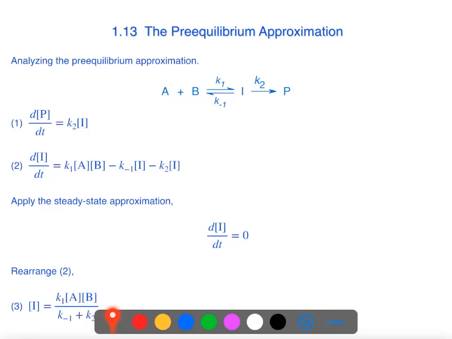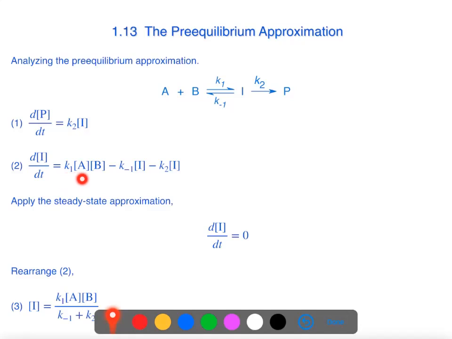This species is involved in all three steps. It's involved in the forward reaction, it's involved in the reverse reaction, and the decay to product. So we have three terms associated with the change in concentration of the intermediate with time. So those three terms are as follows.